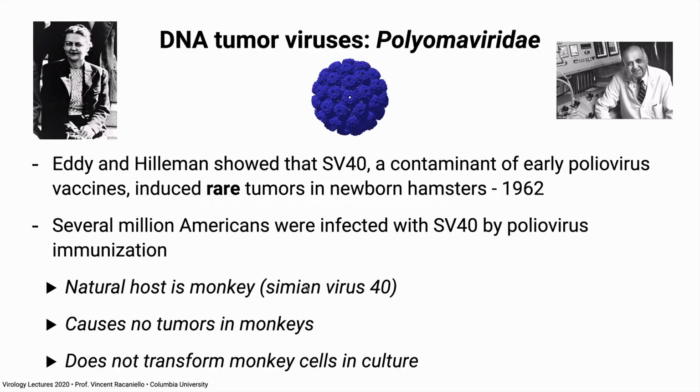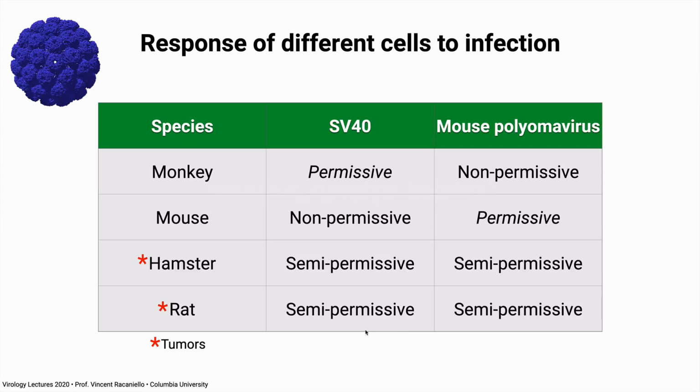The natural host of this virus is the monkey. That's why it's called simian virus 40, but it doesn't cause any tumors in monkeys. And it doesn't transform monkey cells in culture. But it will transform hamster cells and cause tumors in hamsters. So again, that's a theme here that we're going to consider, the wrong host. So this is just a summary of all this.